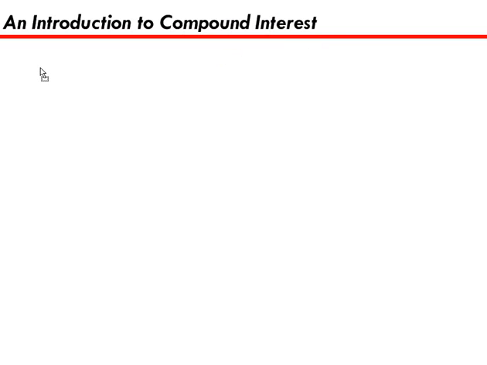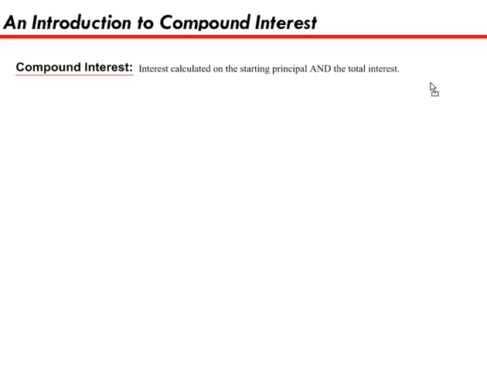So, just what do we mean by compound interest? Well, one definition for it might say it's interest calculated on the starting principal and the total interest. Now, what makes compound interest different than simple interest, and probably what got Einstein so excited, is this last part of the definition, and the total interest. So let's see the difference between simple interest and compound interest with an example.